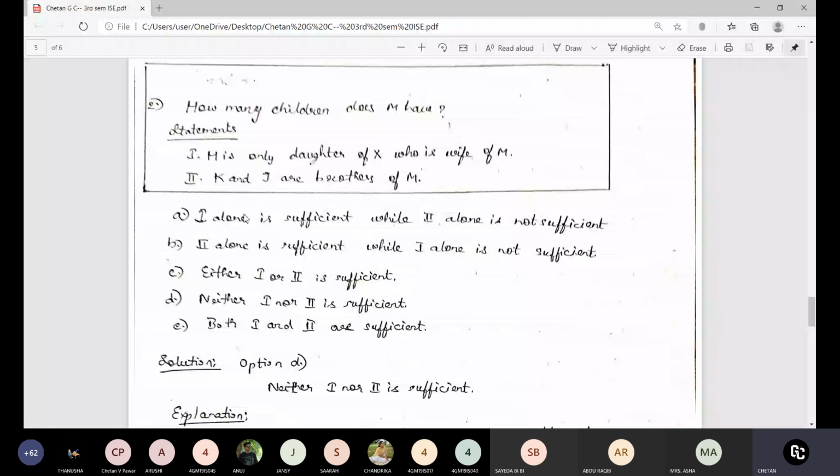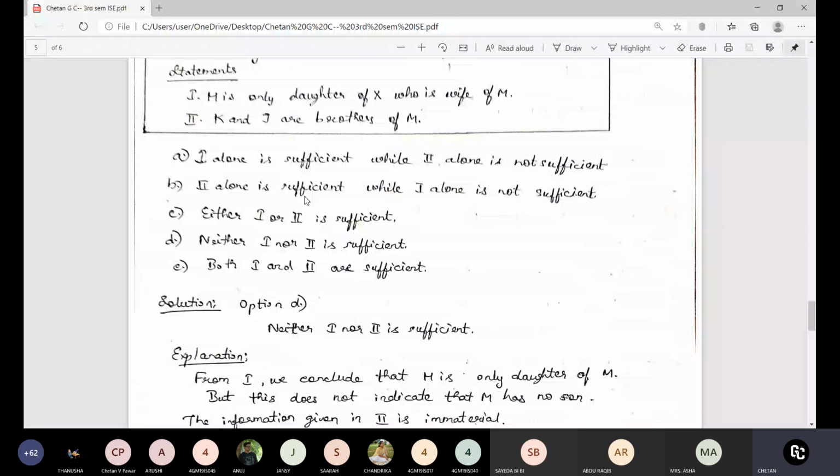So from the first statement, we can conclude that H is the only daughter of M, but this does not indicate that they don't have a son. The second statement has immaterial information, that is improper. Therefore, option D is correct, that is, neither 1 nor 2 is sufficient. That is, neither the first statement nor the second statement is sufficient.